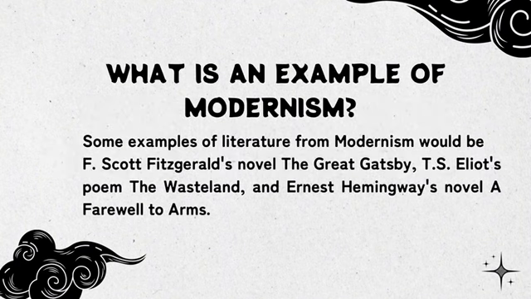So, what is an example of modernism? Some examples of literature from modernism would be F. Scott Fitzgerald's novel The Great Gatsby, T.S. Eliot's poem The Waste Land, and Ernest Hemingway's novel A Farewell to Arms.